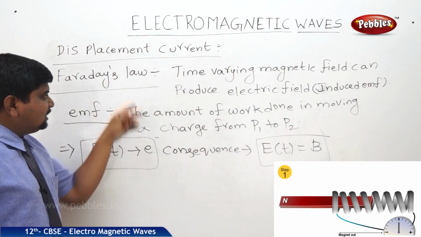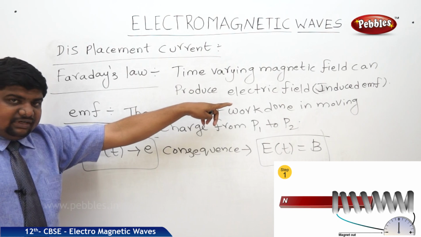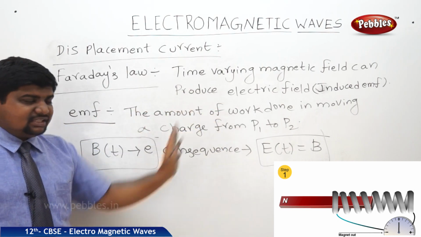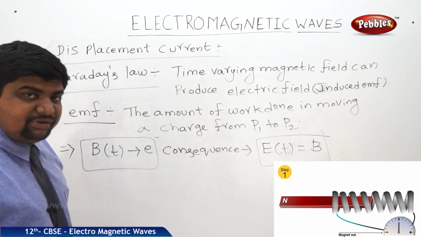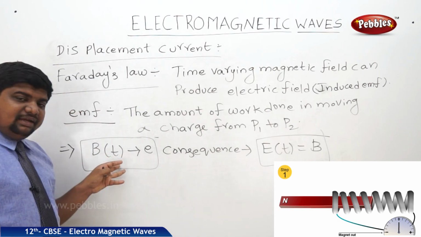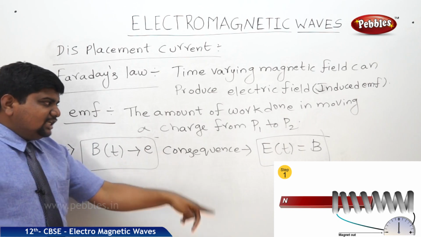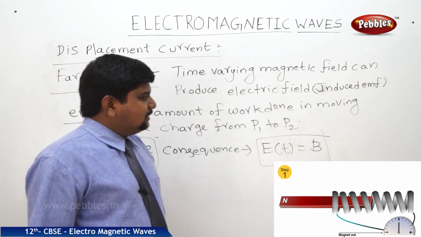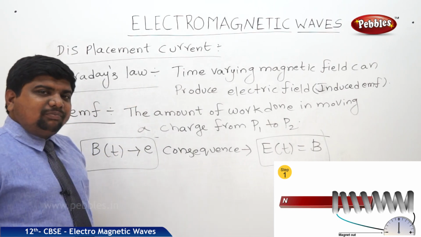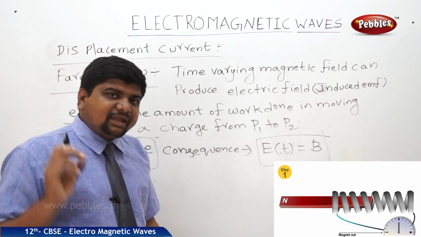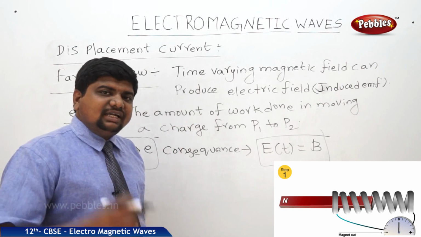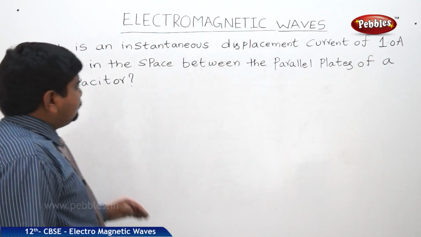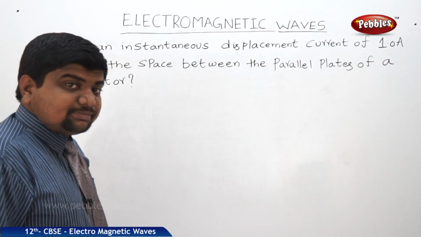So what did we start with? We started with the magnetic field to electric field conversion, and we took the EMF as the reference, and the EMF is nothing but the traveling of the charge from P1 to P2. So a time varying magnetic field can produce an electric field, as well as a time varying electric field can produce a magnetic field. Next, we should discuss the properties and characteristics of electromagnetic waves and the uses of the different electromagnetic waves. Now we are going to see one problem which is related to the displacement current.